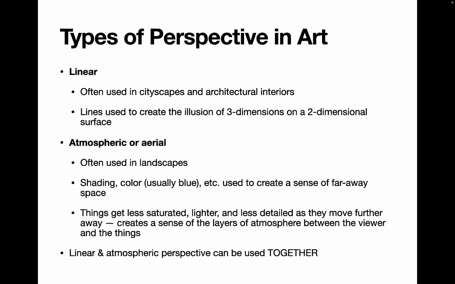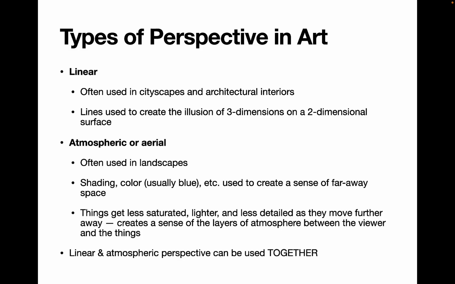Okay, so the types of perspective in art that we're going to talk about are linear and atmospheric, or aerial. It's sometimes called aerial perspective. I usually call it atmospheric, but those terms are interchangeable. So linear is just lines, right? You see it used mostly in a cityscape or in architectural interiors. If you've seen architect drawings or drawings of the inside of a room, that's all linear perspective. Using lines, that's how you remember it.